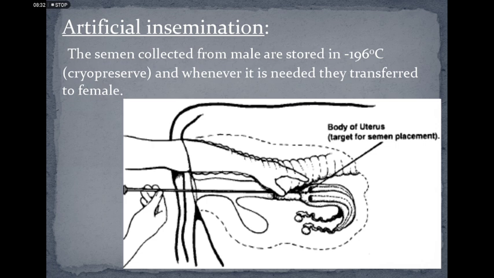Here, some superior quality male sperms or semen is collected and cryopreserved. And whenever the estrous cycle of the female cattle takes place, this semen is transferred to their uterus artificially, and that process is called artificial insemination. Through this practice, good quality offspring can be produced.